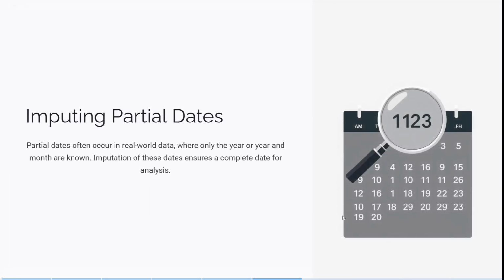Imputing partial dates often occurs in real world data where only the year and month are known. Imputation of these dates ensures a complete date for analysis. There are certain cases where the day is missing, but the year and month are present. So we have to impute it with substitute values.